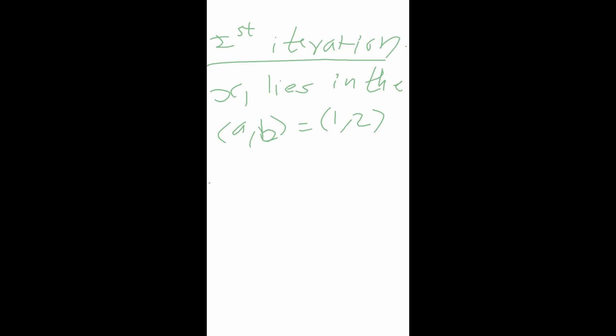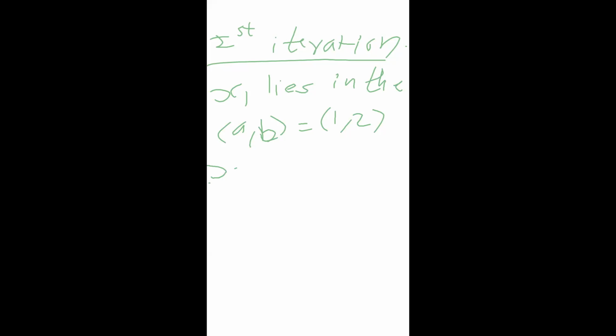Therefore, by using the regular falsi method, how to find x1? x1 is equal to a into f of b minus b into f of a divided by f of b minus f of a. Okay, f of b means what?